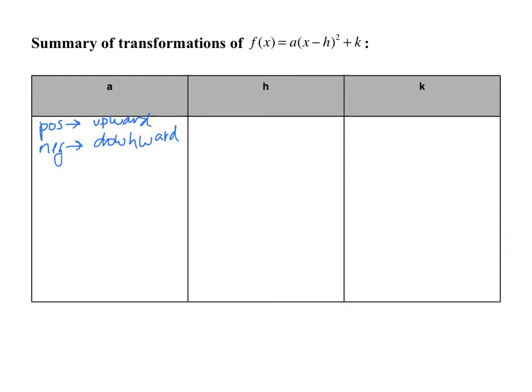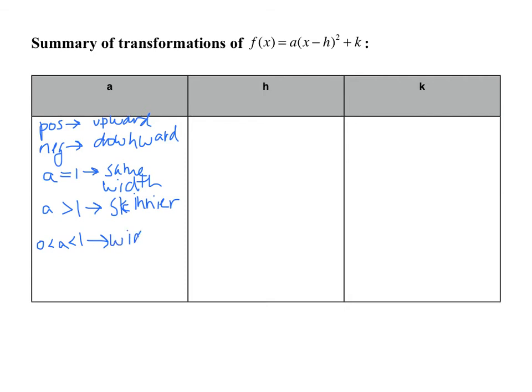We also have, if A is, well, let's start with equal to 1. We know it's going to be the same width as the parent. If the A value is greater than 1, it's going to be skinnier than the parent. If the A value is between 0 and 1, which would be a fraction or a decimal, we know that the graph is going to be wider than the parent. And it's okay to use those words.